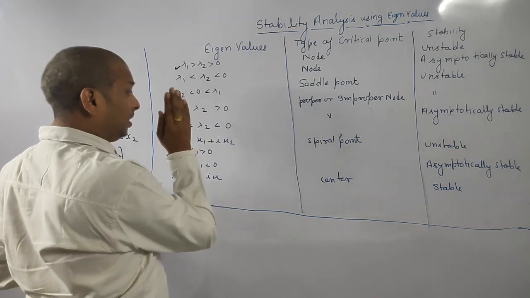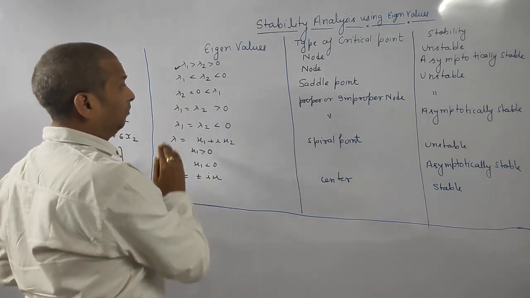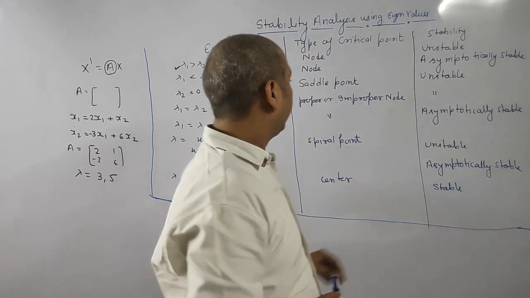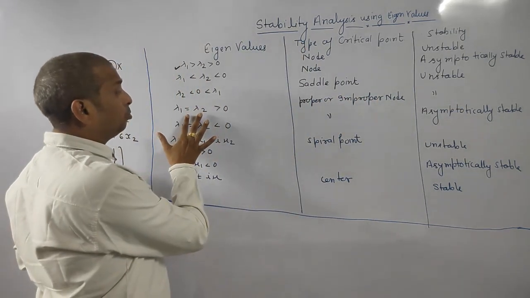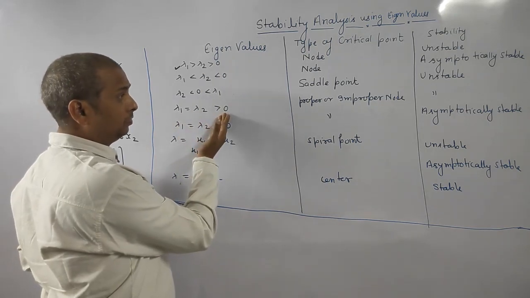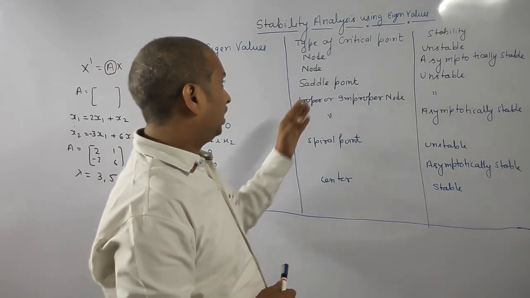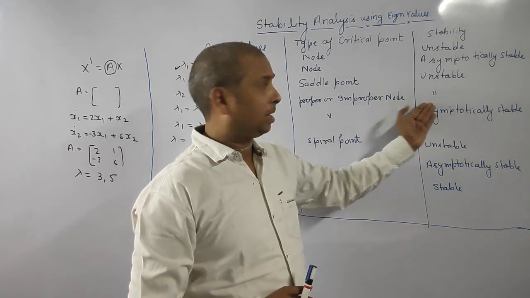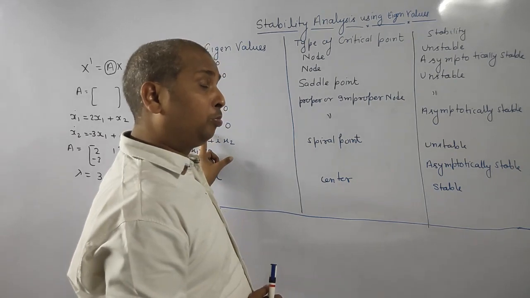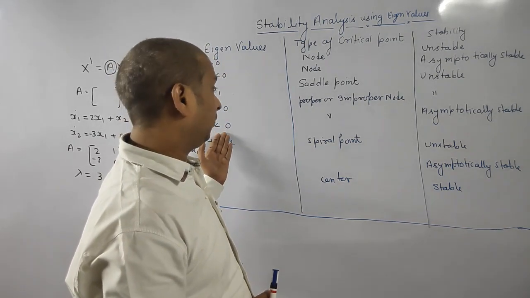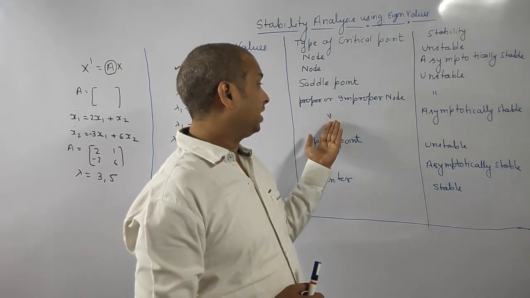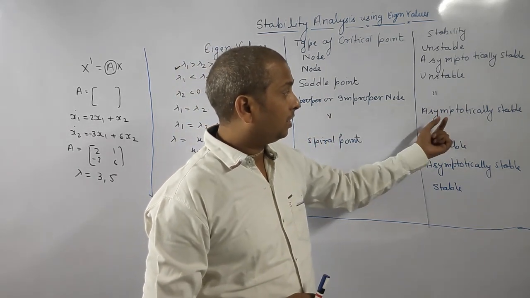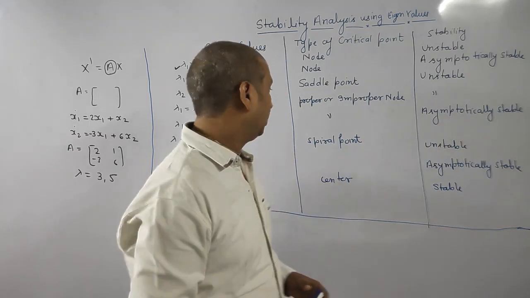If one eigenvalue is positive and one is negative, then the nature of the critical point is a saddle point and the model is unstable. If lambda 1 and lambda 2 are both equal and positive, then the critical point is a proper or improper node and the model is unstable. If lambda 1 and lambda 2 are both equal and negative, then the nature of the critical point is again a proper or improper node, and stability analysis tells that it's asymptotically stable.